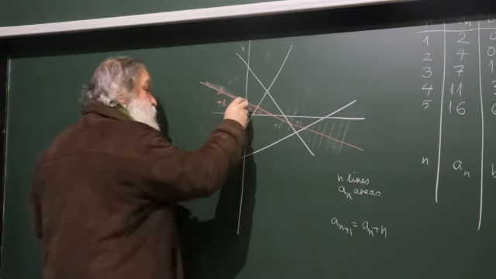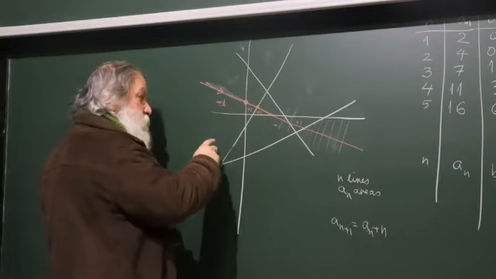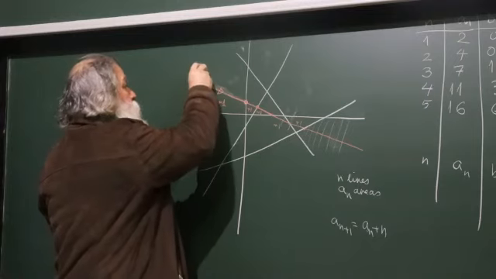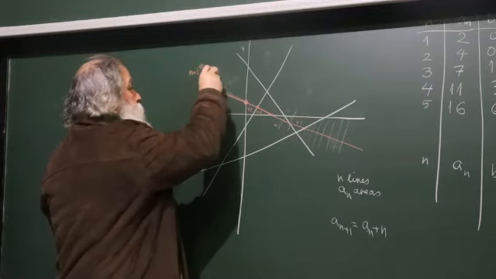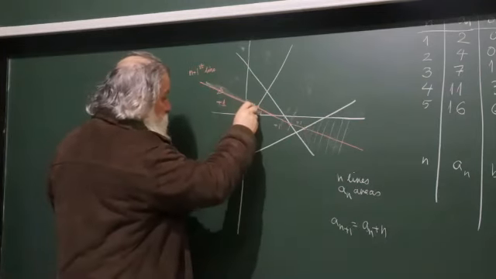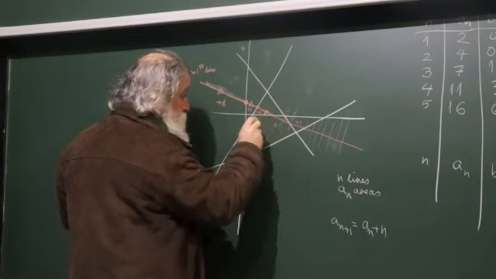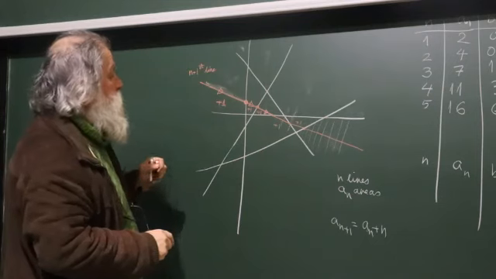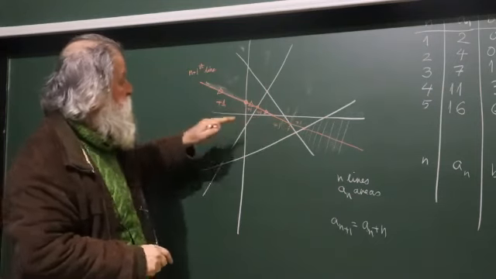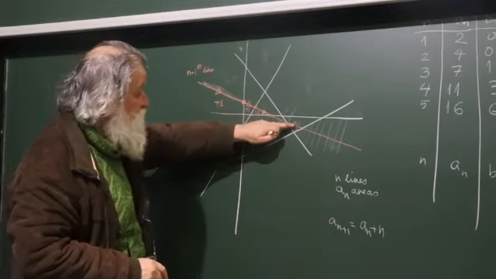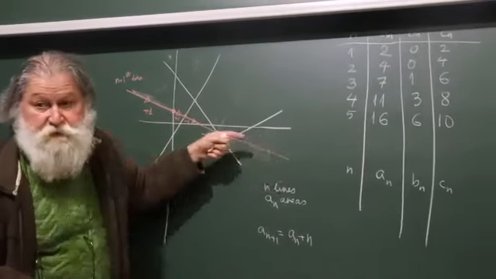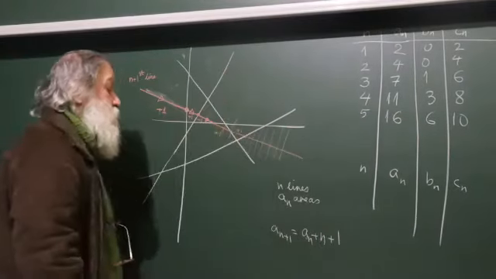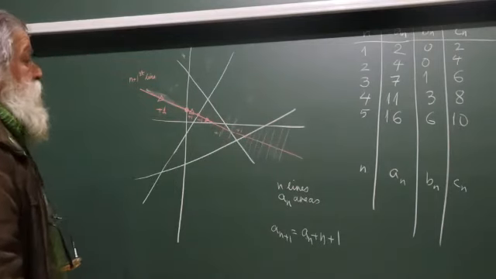Each time it intersects a new line, it adds a new region to it. I'm taking the n plus first line. There's 1, 2, 3, 4, 5. So you have 5 regions, 1, 2, 3, 4, 5, and plus a new one. So this is n plus 1. This is the formula. Let us see.